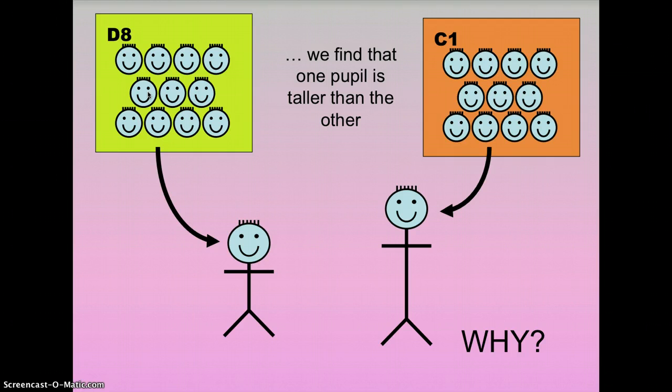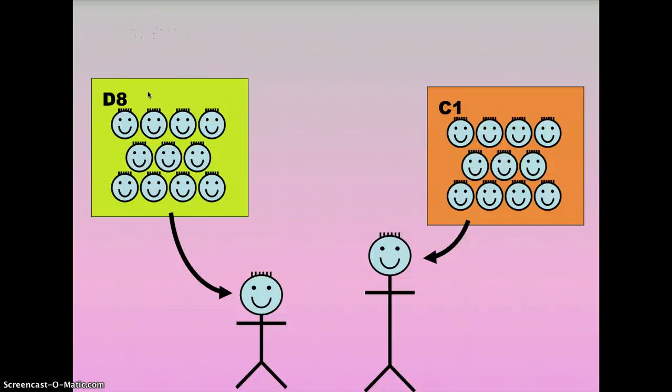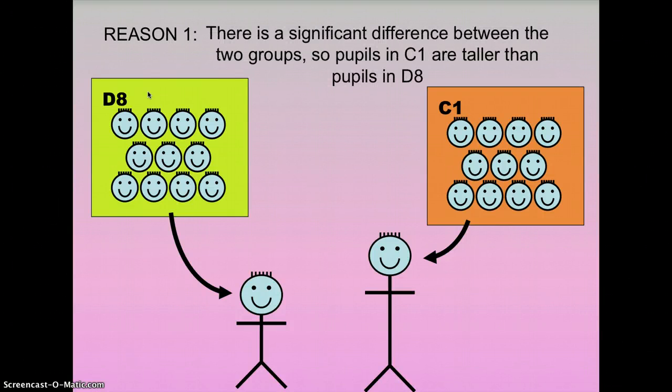Why could that be? Well, there's a number of explanations for this. One reason would be that there is a significant difference between the two groups. For instance, if they're in 7th grade in the yellow class, but the orange class is in 11th grade, then we would expect there to be a significant difference in their heights.